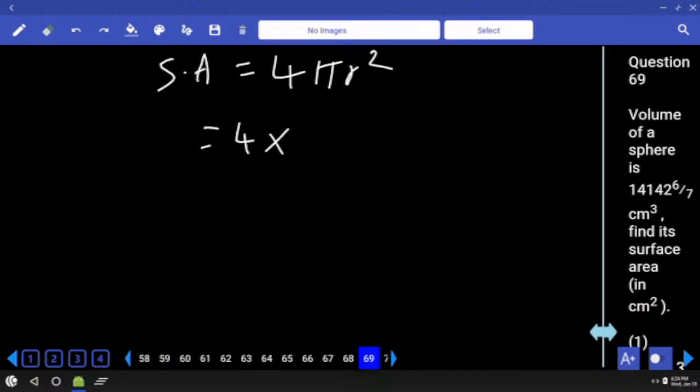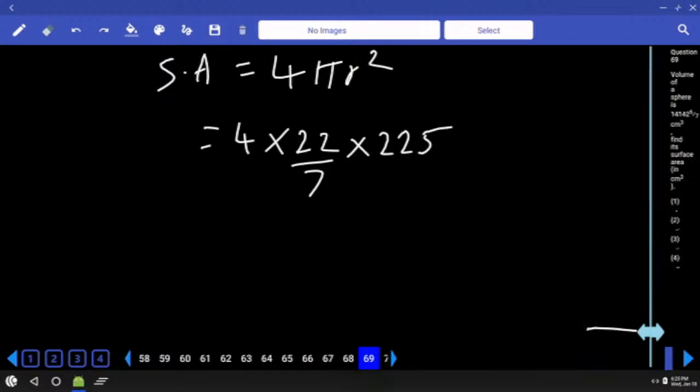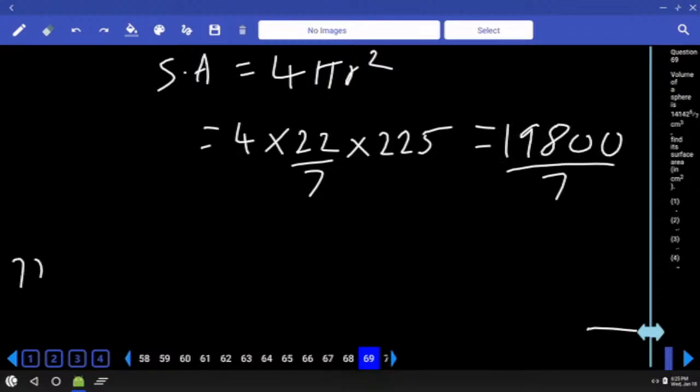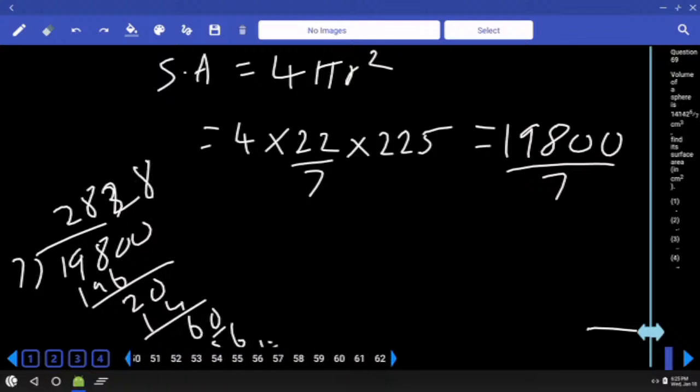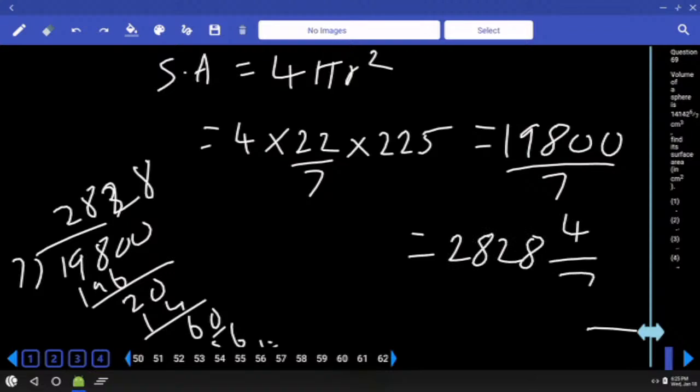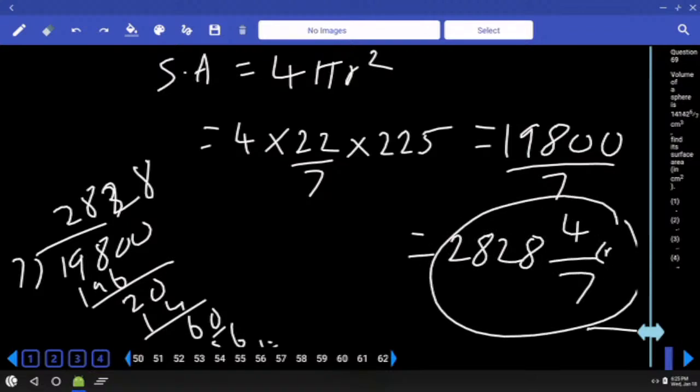4 into 22 by 7 into 15 whole square is 225. How much is it coming down to? 225 into 4 is 900. Then 19,800 by 7. When you divide 19,800 by 7: 28, 196, 20, 7 twos are 14, 60, 56, remainder 4. So you get the answer as 2824 by 7, a mixed fraction, centimeter square.